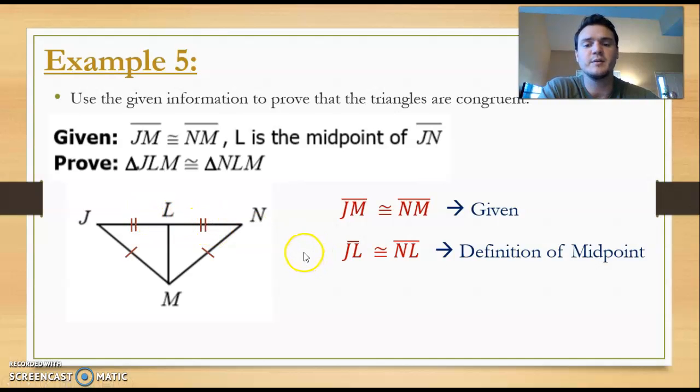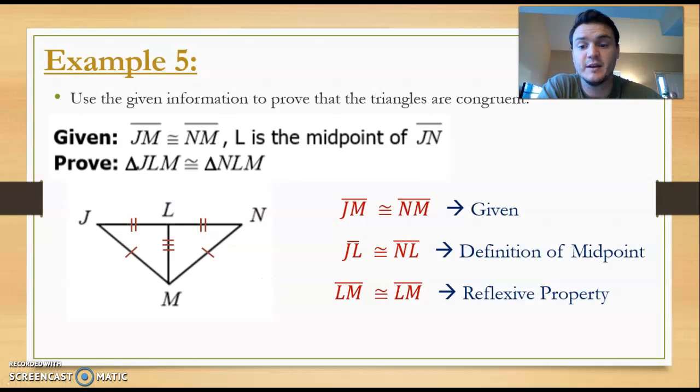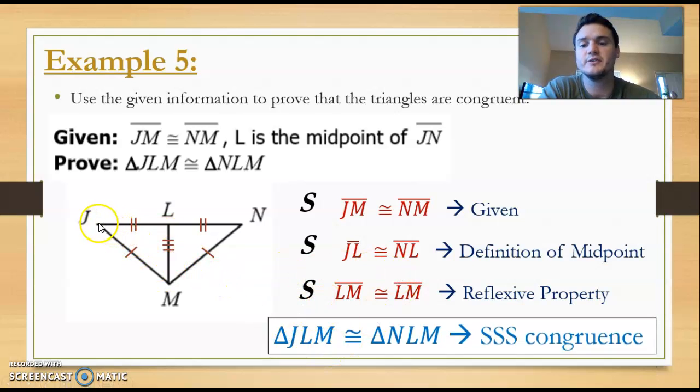Then you should also recognize that these two triangles share this side, LM, so we can say that side is congruent to itself in both triangles. That is the reflexive property. Anytime you say a side is congruent to itself, it is the reflexive property. So you should notice that we have side, side, side congruence. All three pairs of sides are congruent, so triangle JLM is congruent to triangle NLM by side, side, side congruence.